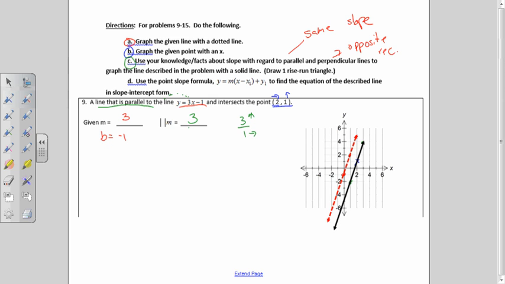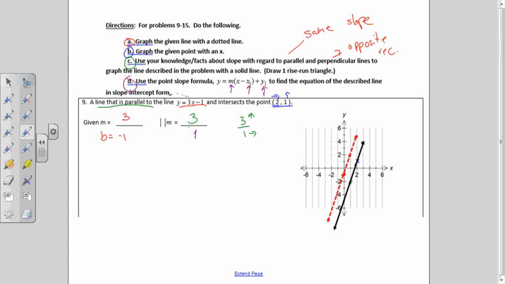And then in D, it says to use the point slope formula to find the equation of that line. So I will realize that in the point slope formula, all I need is the m, x1 and y1.